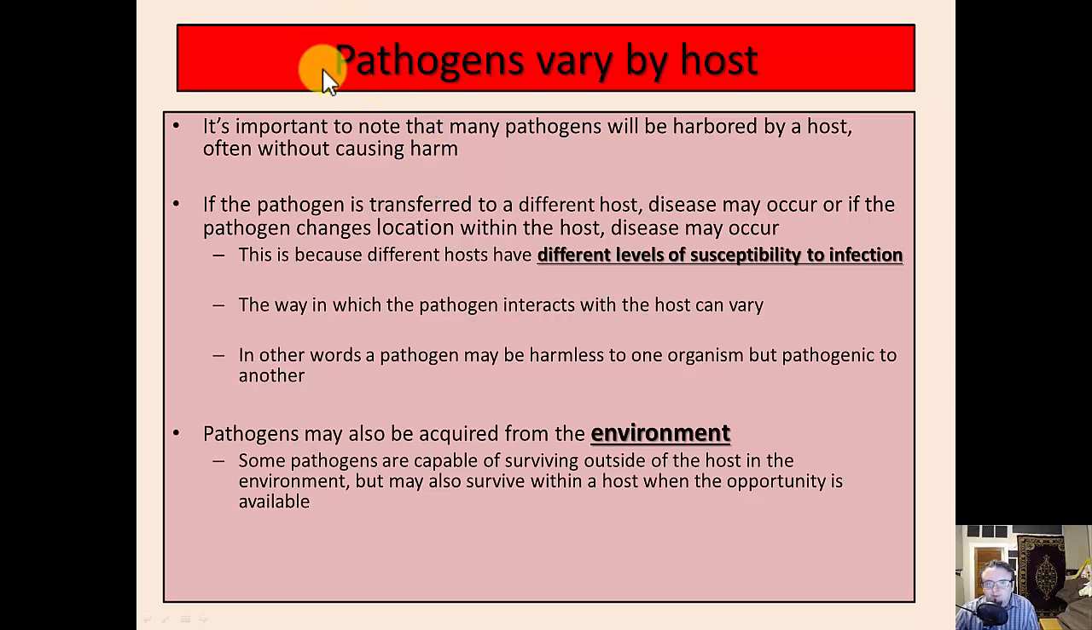So in reference to that, it's important to recognize that pathogens will vary by host. And what that means is that the way a pathogen affects each individual is going to be different. And that includes different species. That also includes each individual within a species. So for example, two people with a slightly different genetic makeup can be exposed to the exact same pathogen under the exact same conditions at the exact same time, and each person will respond differently. One person may get sick and the other person may not get sick.